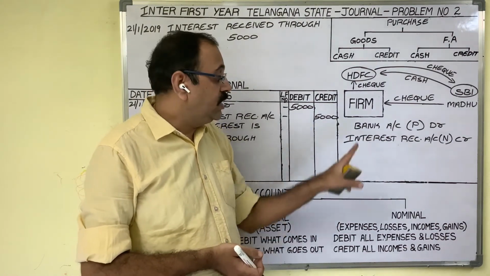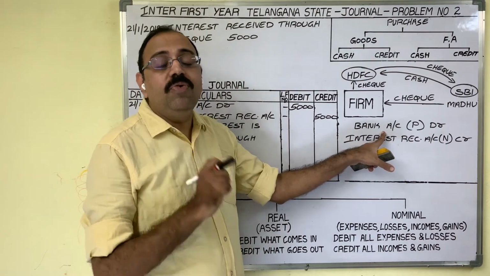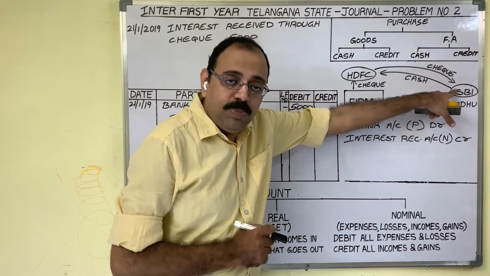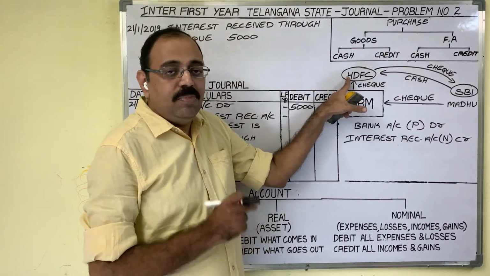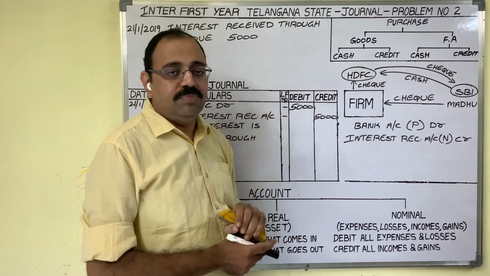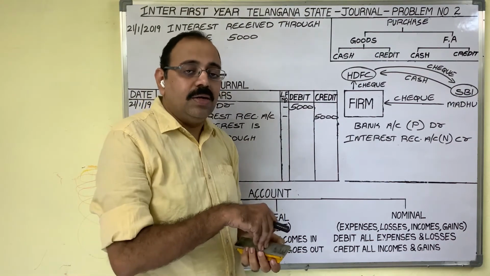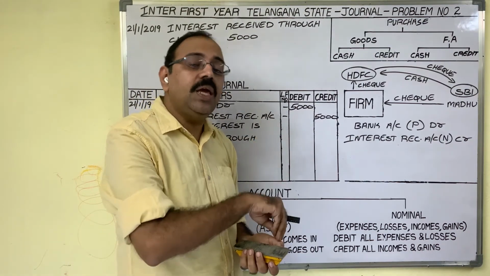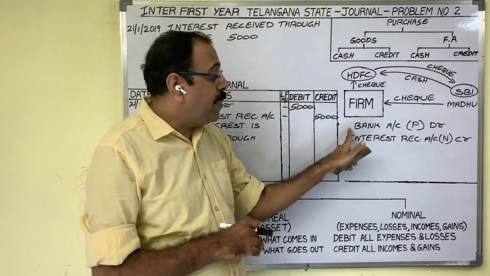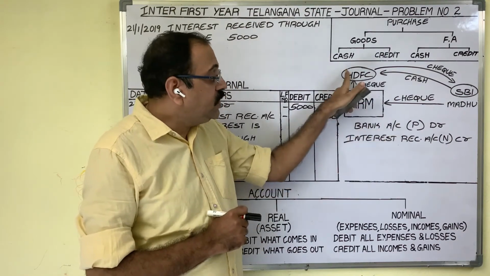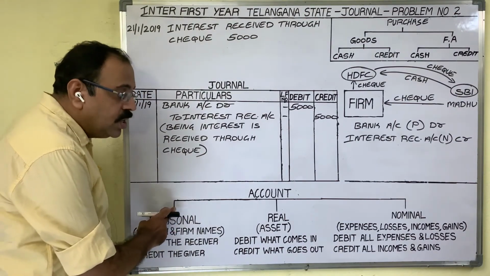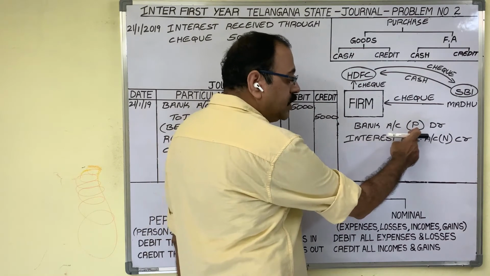Then the other account is bank account. Then immediately we will get a doubt: whose bank? Madhu's bank name, SBI, or our bank's name, HDFC? Always remember, we are the accountant of the firm. Therefore, the bank in which we are maintaining our account, that bank name only we always record in our books. So here bank account means HDFC Bank. With the firm's name, if you open any account, that is a personal account. So HDFC Bank account is a personal account.